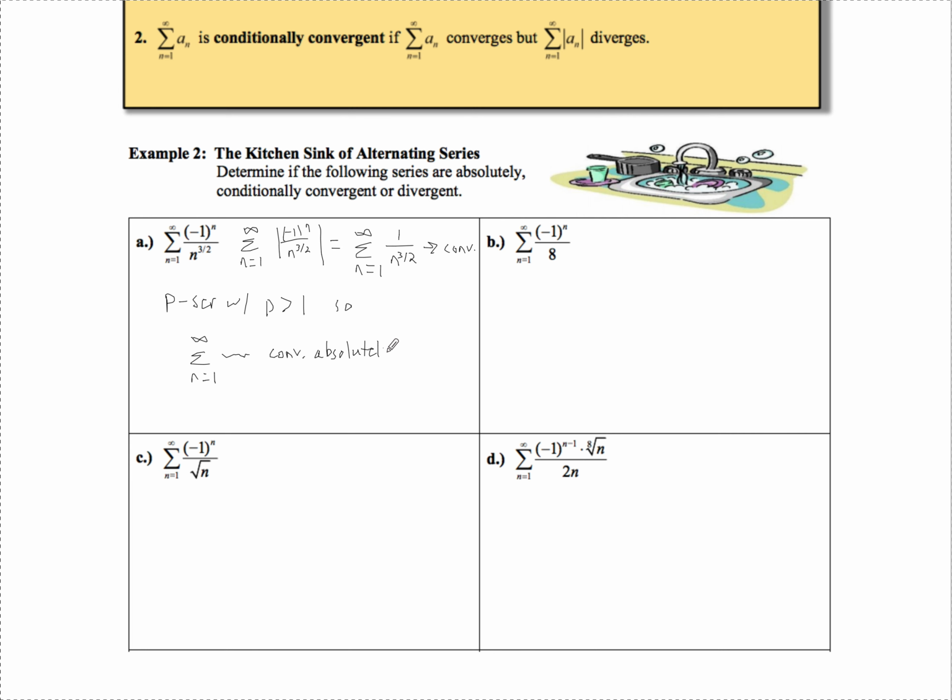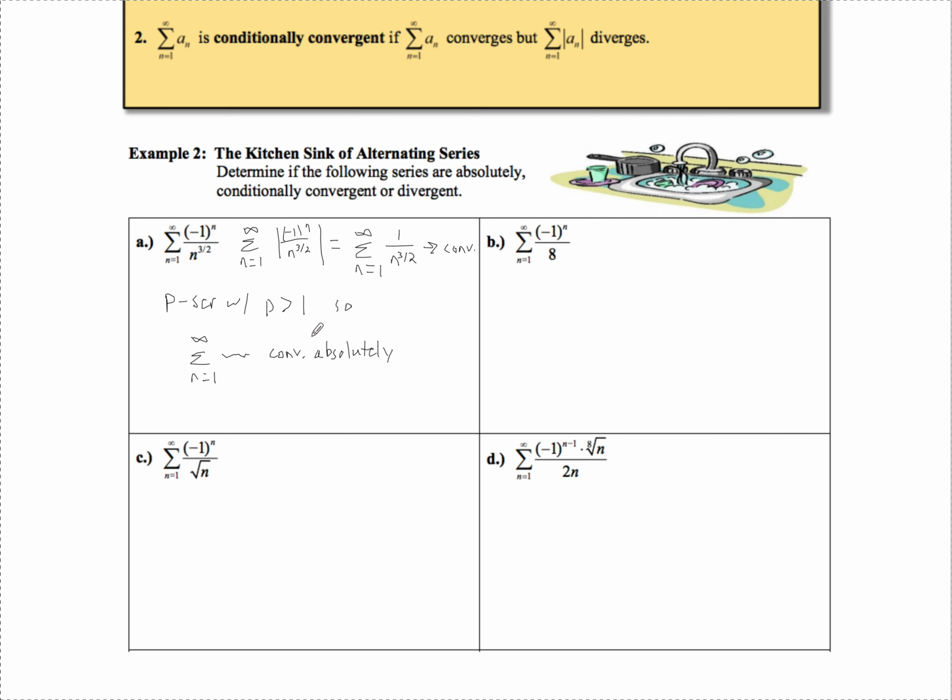Again, to recap, why? Because I was given a series. I took the absolute value of the terms. I got another series. I found that that series was convergent. This one happened to be a p-series with p greater than 1. Therefore, my original series is absolutely convergent, or converges absolutely. Right?